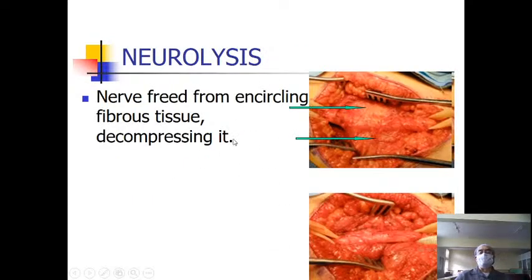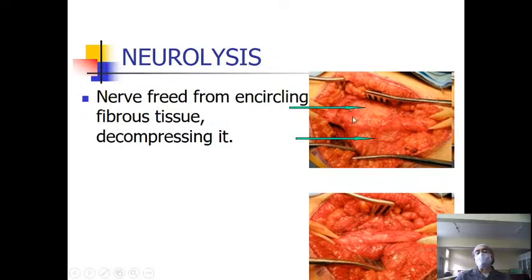So what is neurolysis? See, neurolysis is removing the encircling fibrous tissue and the decompression. So all of you can see this is the nerve. So this is an actual surgical diagram. When we are operating, we see this nerve is compressed by a lot of fibrosis. After injury, the body tries to repair it. So once the body tries to repair it, a lot of fibrous tissue will form.